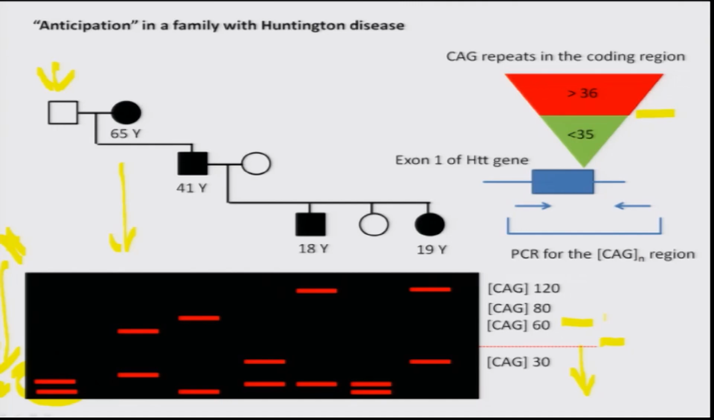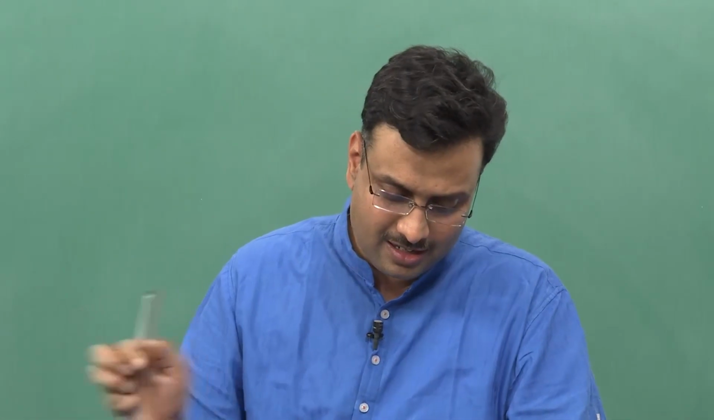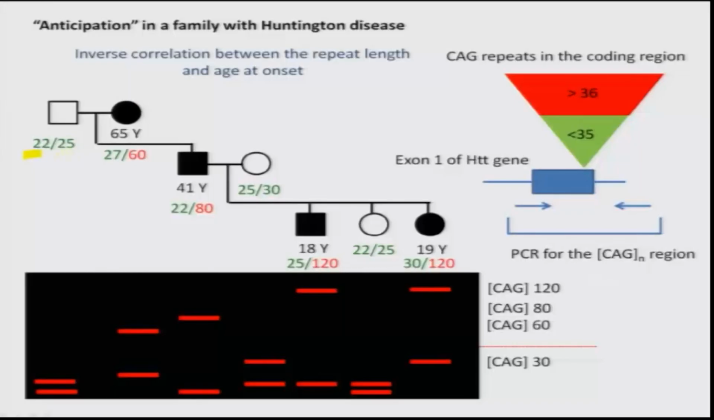What happened to her son? Her son has a much higher molecular weight repeat, probably 80, and then in the next generation, these two individuals have much larger repeats, that is 120. So, if you plot it, this is how it looks. Here, the red numbers denote the disease-associated allele and the green ones represent the wild type. As you can see here, 22 and 25 belong to this unaffected individual.